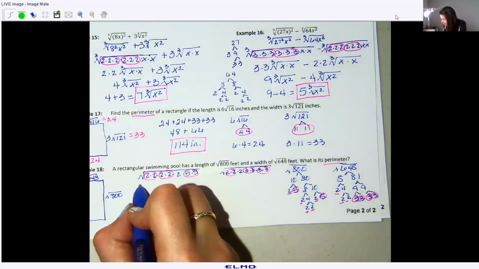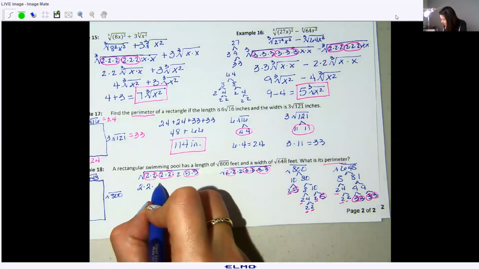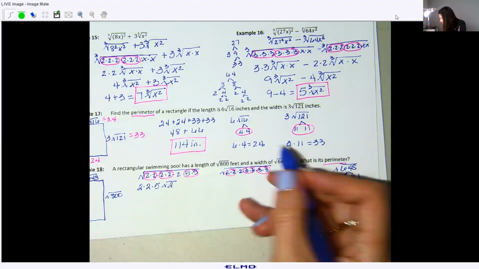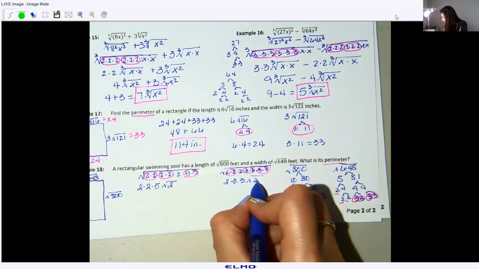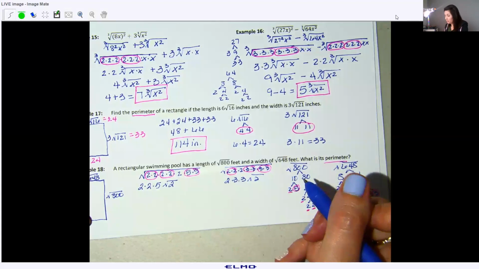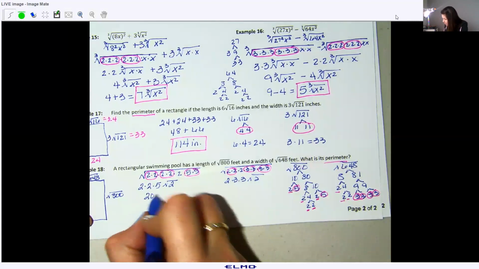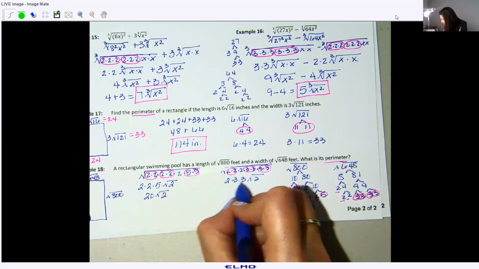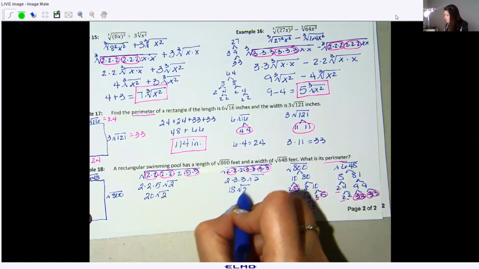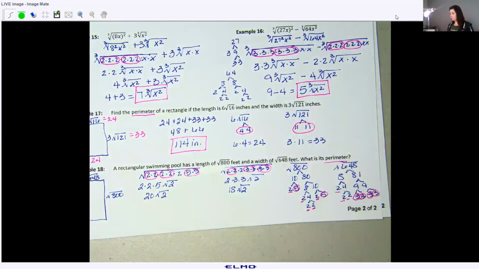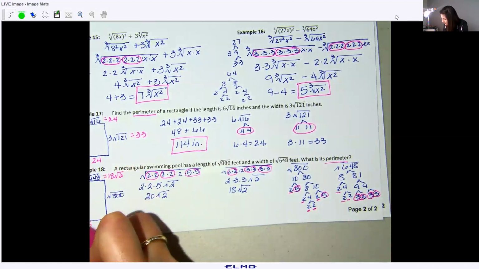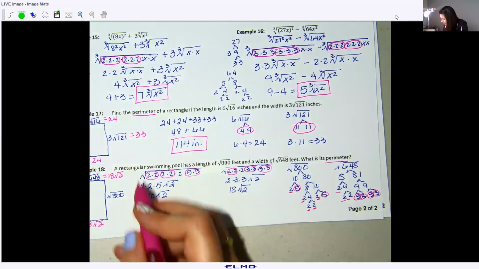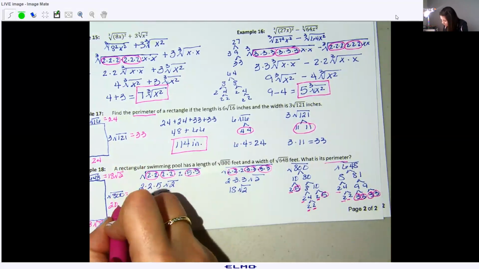So here I have 2 times 2 times 5 square root of 2. And here I have 2 times 3 times 3 square root of 2, because I have, in both of them, a 2 left over. So I have 20 square root of 2, and then I have 18 square root of 2. Now that I factored those down, we can figure out the perimeter. So 648 became 18 square root of 2. So that's 18 square root of 2. 800 became 20 square root of 2.